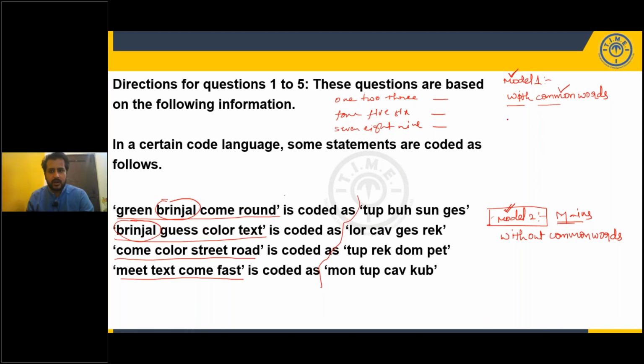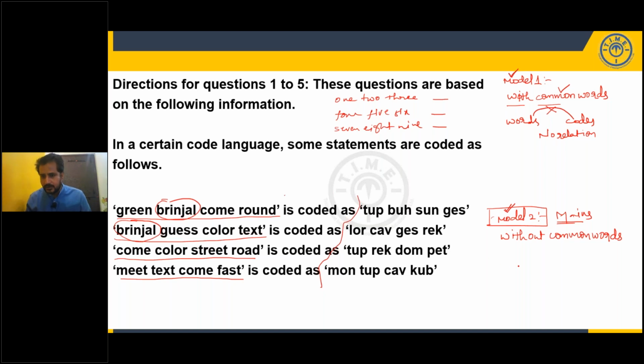When it is with common words, for the given words and for the given codes, there will not be any relation. Left side you will be having common words. Similarly, right side you will be having common codes. So basing on that, in the elimination process, you can find out what is the code for brinjal, what is the code for come, and what is the code for round, and so on.